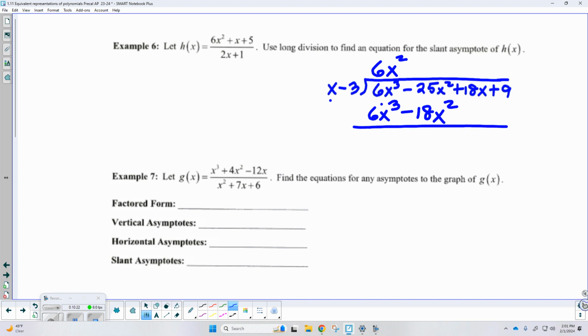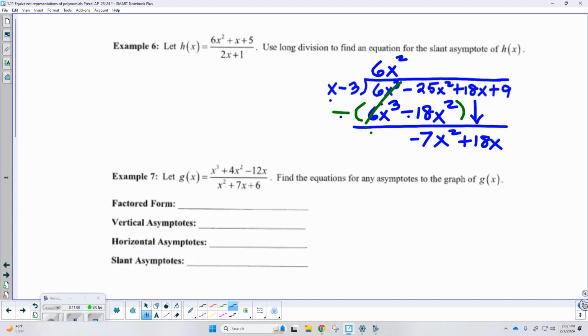Now what do we do? Now we subtract. Again, this is where you have to be careful, because this is where I see a lot of mistakes made. 6x cubed minus 6x cubed, they're gone. But negative 25x squared is subtracting a negative. What happens when you subtract a negative? It becomes positive. So negative 25x squared plus 18x squared, that's negative 7x squared. Bring down the next term, and you start the whole process again.